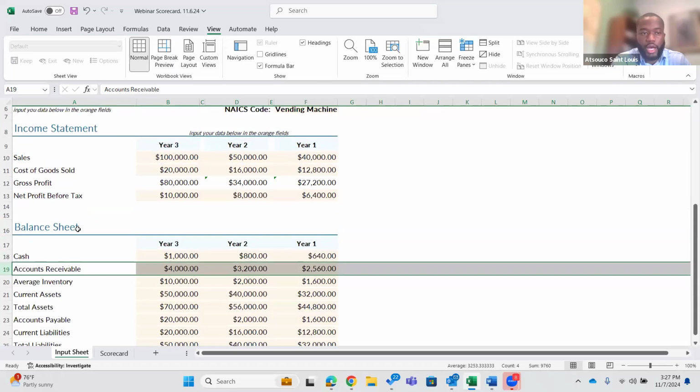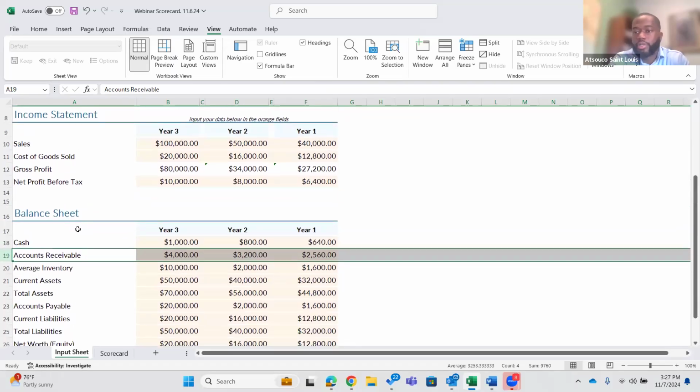So I want to give you guys a few seconds to look at these numbers. If I can get anyone in the audience to tell me from the numbers that you guys are seeing right now, does this seem like a business that's growing, a business that's stagnant, or a business that's losing money looking at his income statement and his balance sheet?